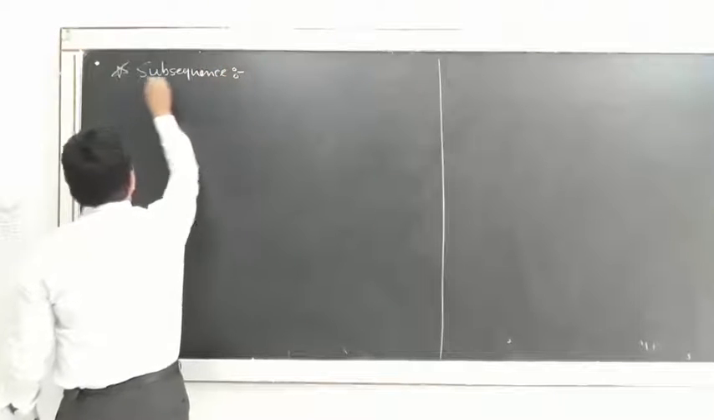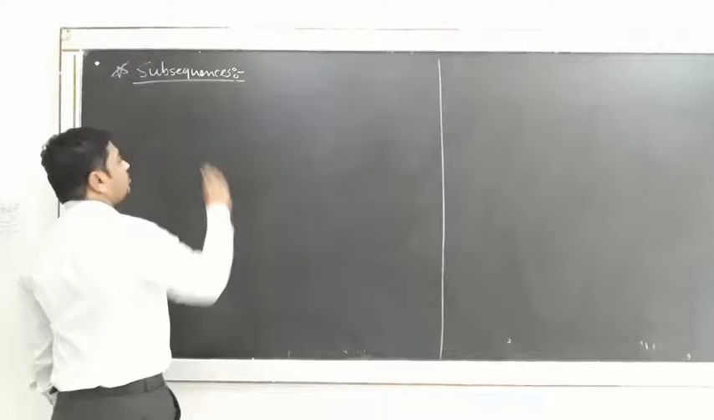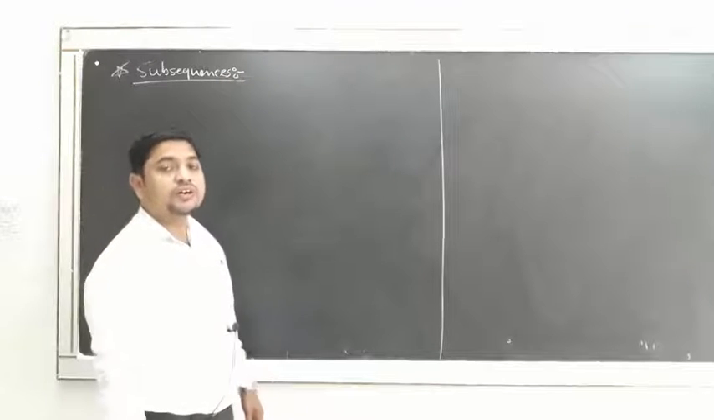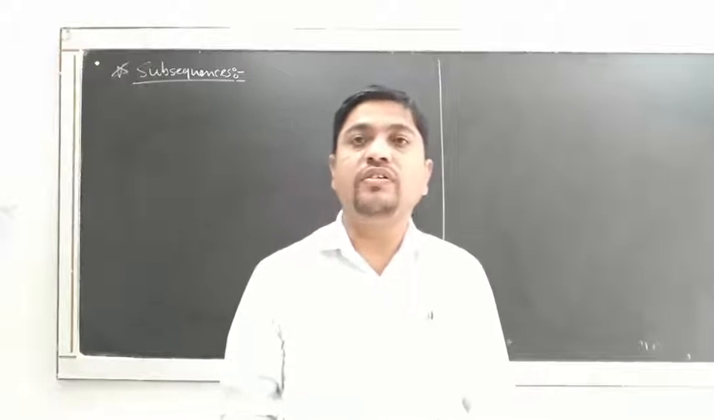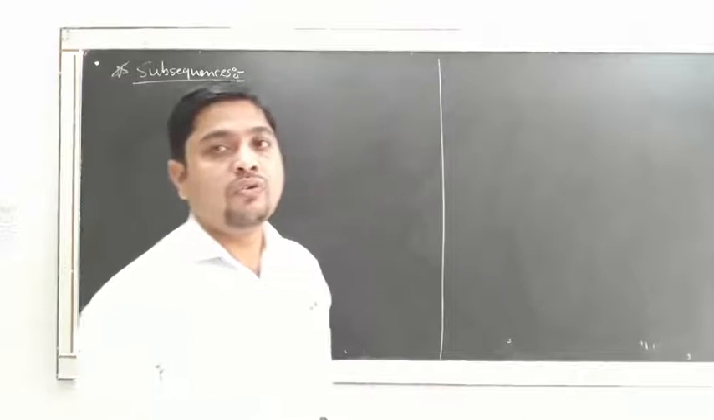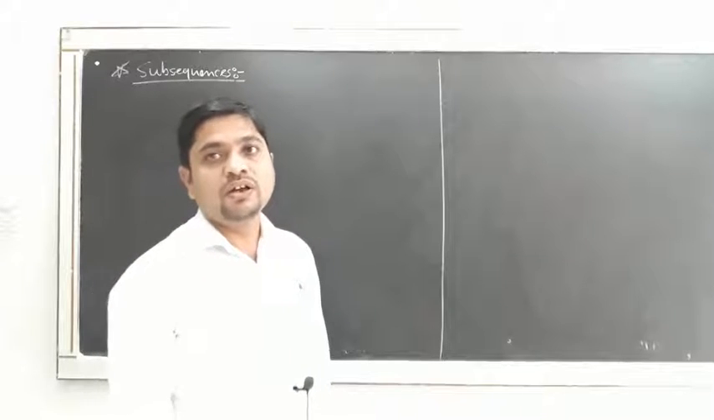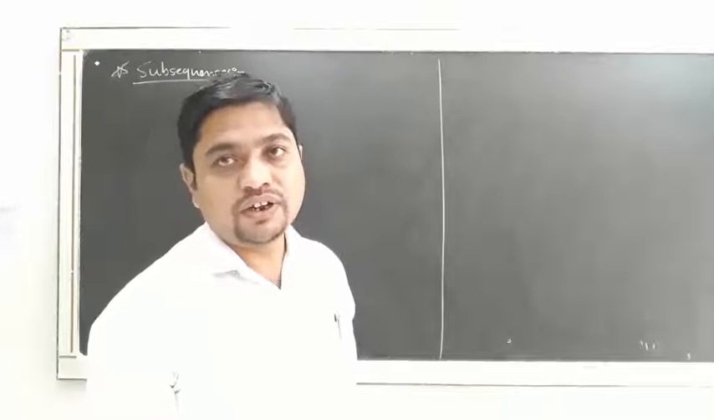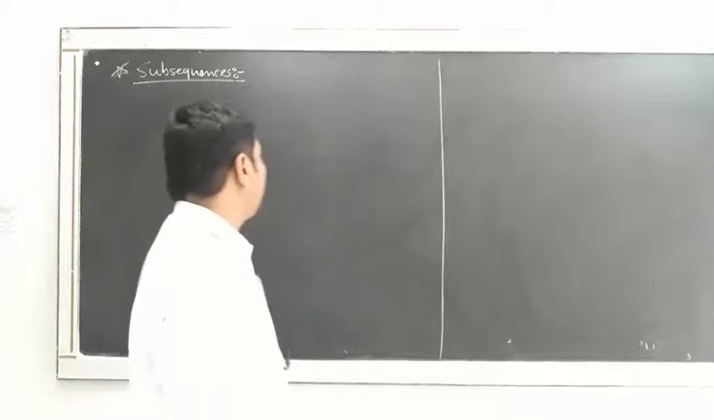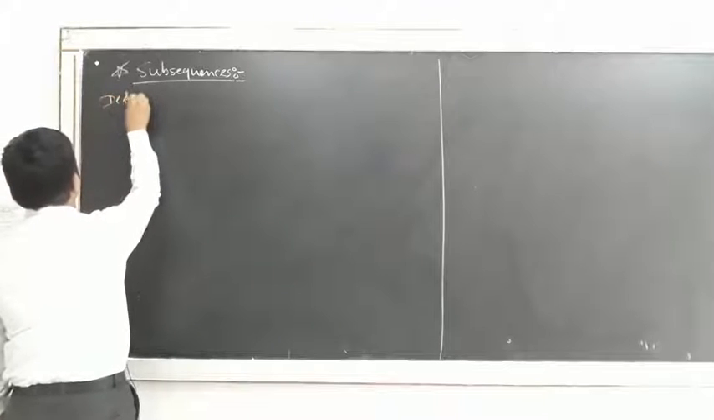What is a sequence? A sequence is a function from the natural numbers to a set. That is, a sequence is a function. So we have to consider one sequence, and then we write the definition for the subsequence. Definition of subsequence.